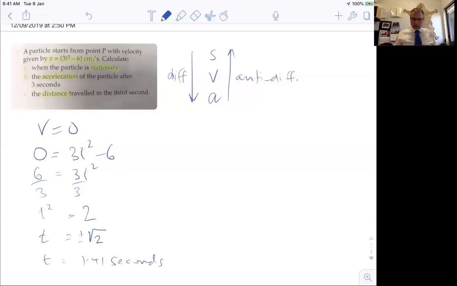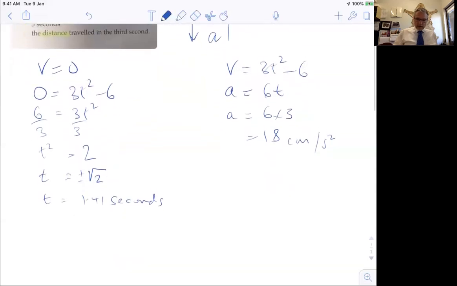We want to calculate the acceleration. So I'm going to write velocity is equal to 3t squared minus 6, and we differentiate to get the acceleration. So that becomes 6t. And we want to know what the acceleration is after 3 seconds. So we substitute in 3. 6 times 3 equals 18. I'm doing this in centimetres per second, so that's centimetres per second squared. So there we are, we've got the answer for B.